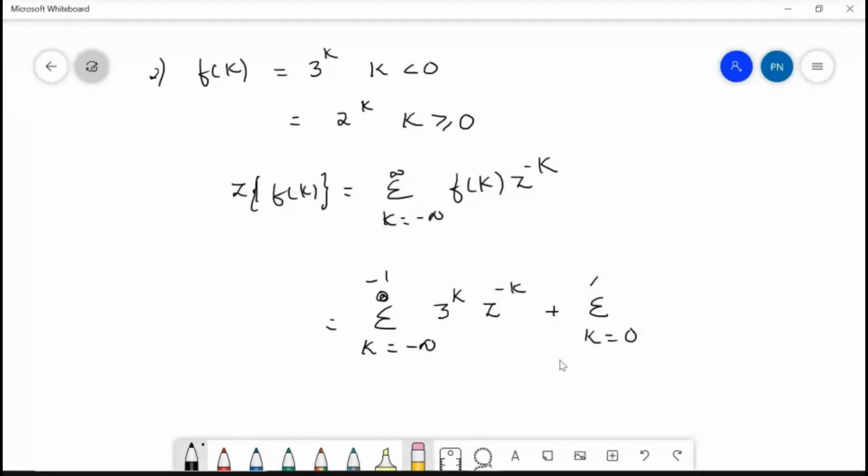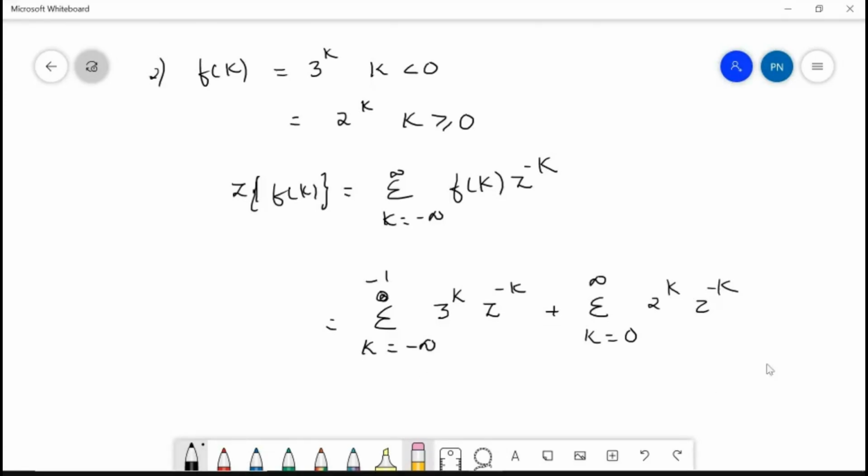For the first interval, k is less than 0, which means that k takes the values from minus infinity to minus 1. And when k takes the values greater than or equal to 0, we can write k from 0 to infinity. For k less than 0, f of k is 3 raised to k, and for k greater than or equal to 0, f of k is equal to 2 raised to k.